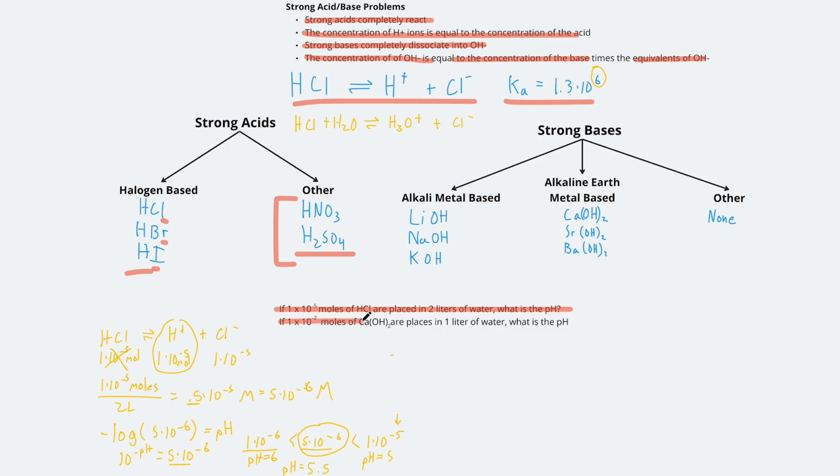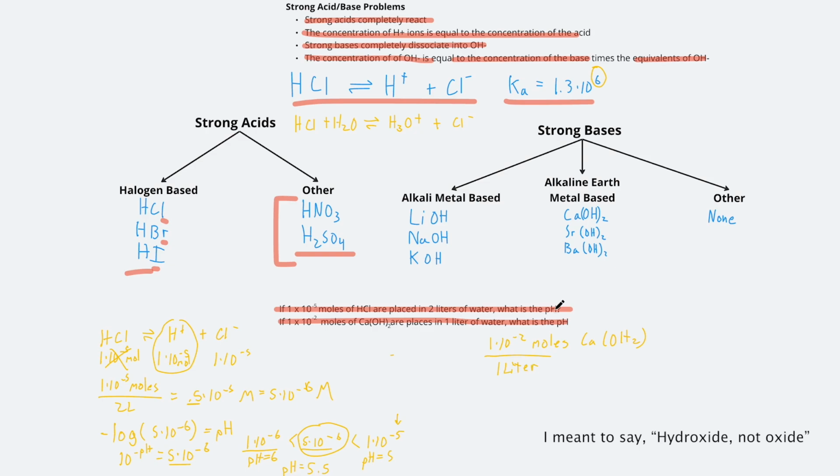So if these moles of calcium oxide are placed in 1 liter of water, we need to calculate the pH. So remember that we can find the pH once we have the pOH. So let's just first go with solving for the pOH. So we have 1.2 times 10 to the negative 2 moles of calcium oxide in 1 liter of water.